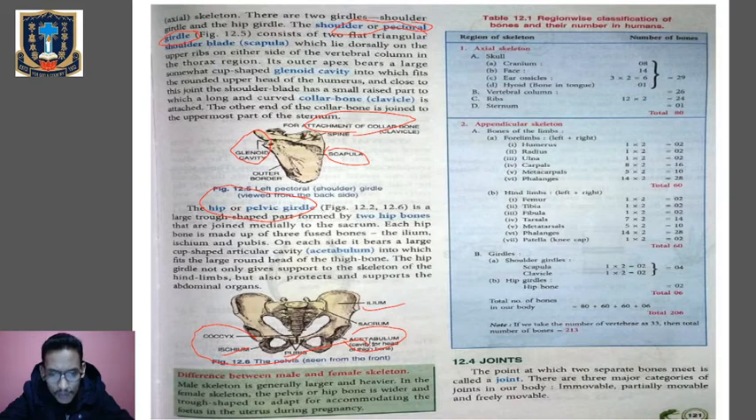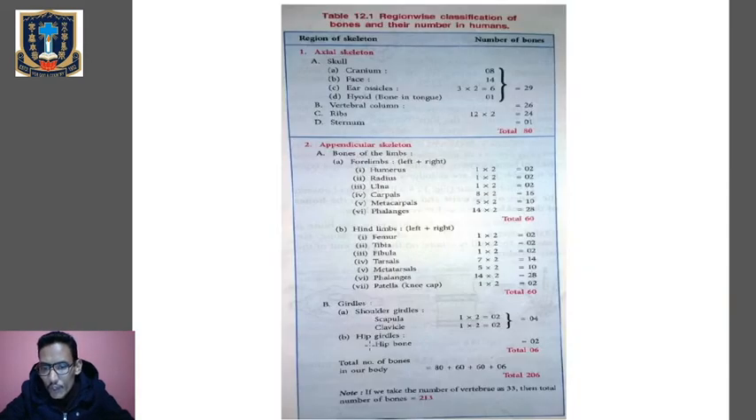So this hip bone in case of female is generally wider than that of the male. Clear? Now let's look at the region-wise classifications of bones and the number in the humans. So in the skeleton, like the exoskeleton in the skull, we have got cranium 8 bones. In the face we have got 14 bones. In ear ossicles we have got 6 bones.